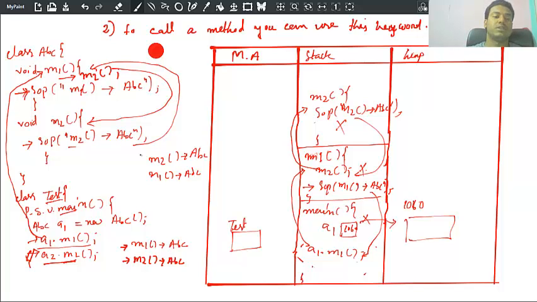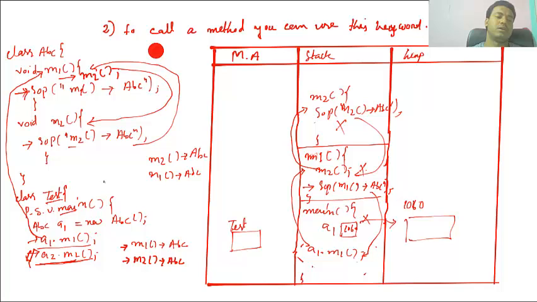But now here you have to notice, previously what we did, we called M2 on the A1 object separately, differently. But now what we did, we called the M1 function from the main method, and from M1 we called M2. But actually it is the same thing, right?